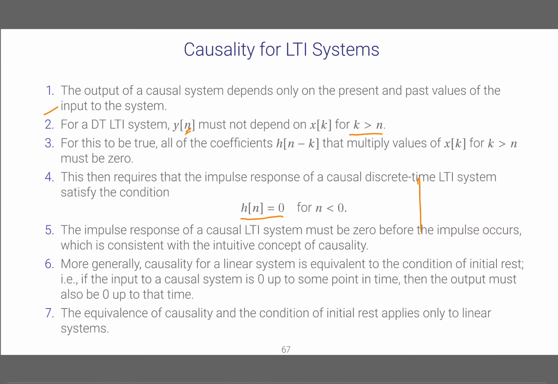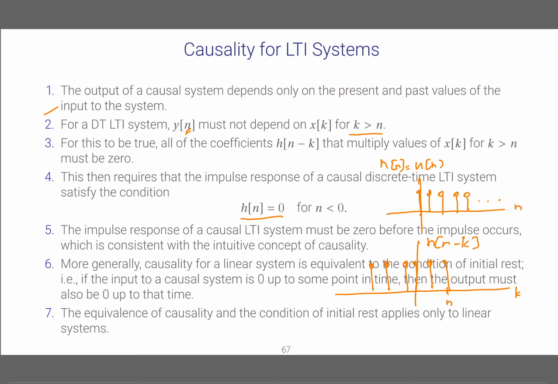So now let's take something like hn equals un. This is our hn. This is n, so on the k-axis we have to write hn minus k. So I have time reversed that, so I have written hn minus k. But right now, what we are computing is yn, the value of y at n.